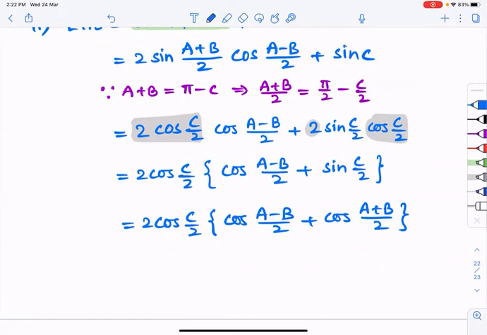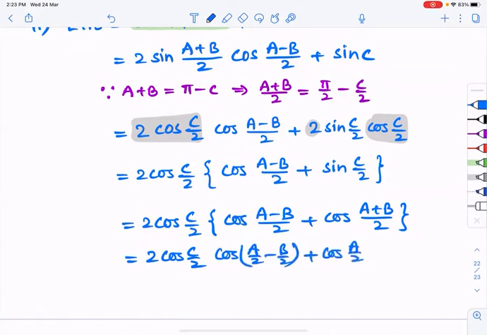Okay. Now, what can we do here? This one. It is cos C plus cos D form, or I can say cos(A minus B) plus cos(A plus B), where A/2 is my A. Okay. To make it clear, I will write one more step. That's 2 cos(C/2) into cos(A/2 minus B/2) plus cos(A/2 plus B/2). So now it is in the form of this formula.